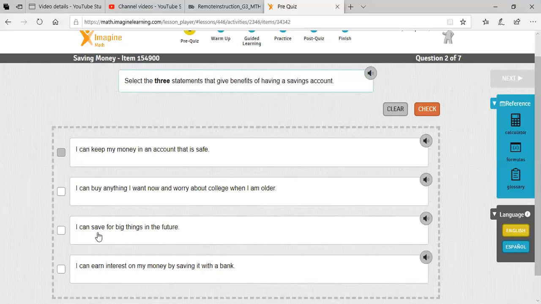I can save for big things in the future. Well, yes, you want to buy a car, you want to go to college, you want to buy a home. Those are big things in the future. And if you start saving now, it will help you. I can earn interest on my money by saving it with a bank. Of course, they pay you to have money in the bank. So those are the three answers.